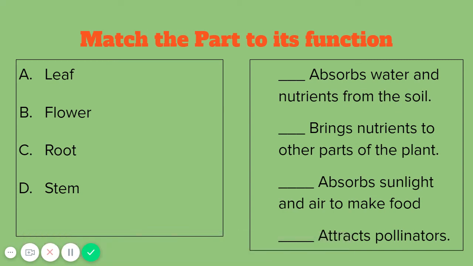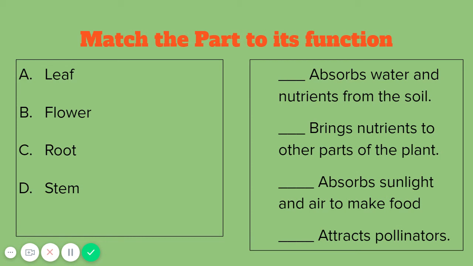So number 1, or the first one, says absorbs water and nutrients from the soil. Is it the leaf, the flower, the root, or the stem? Brings nutrients to other parts of the plant. Leaf, flower, root, or stem. Absorbs sunlight and air to make food. Leaf, flower, root, or stem. Attracts pollinators. The leaf, the flower, the root, or the stem.